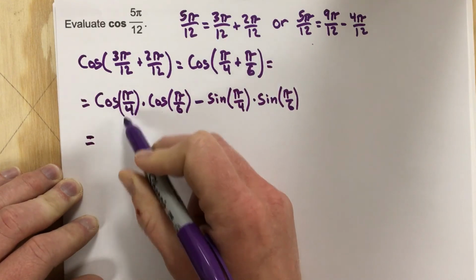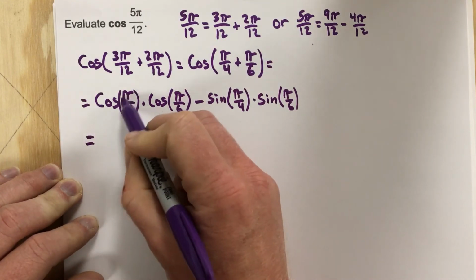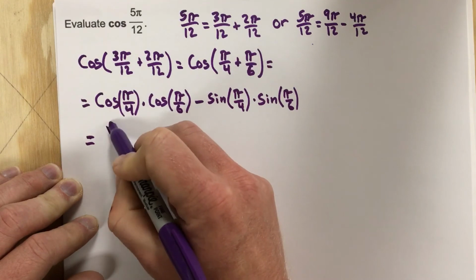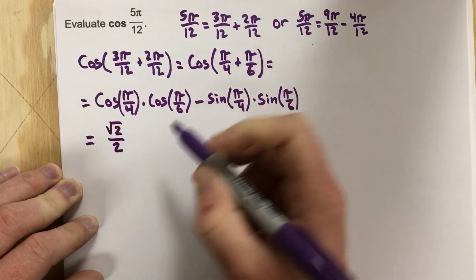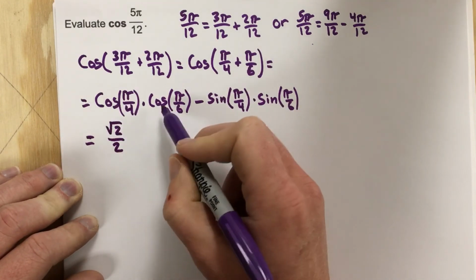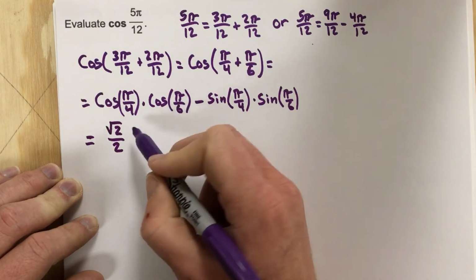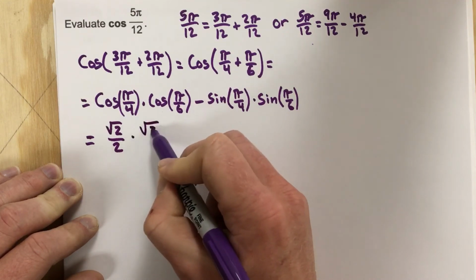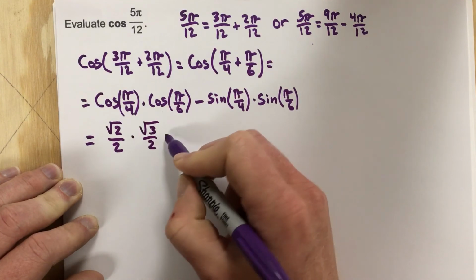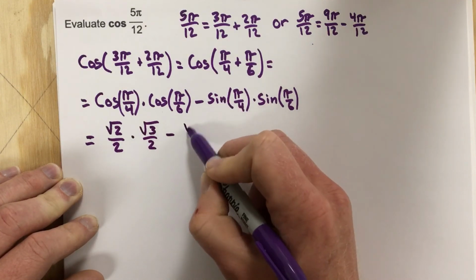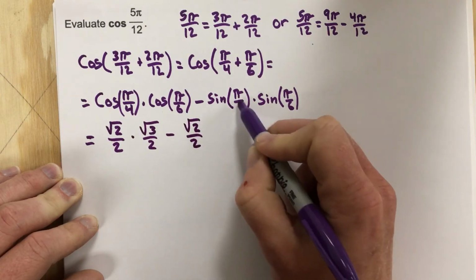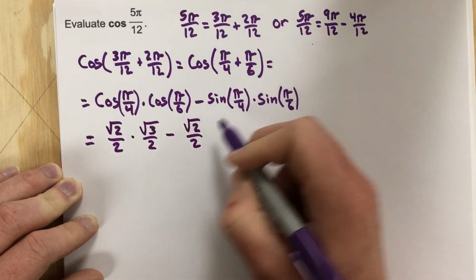So cosine pi over 4, well, we know that anything that's pi over 4 is going to be root 2 over 2, unless you're in a different quadrant, but that's quadrant 1. Cosine of pi over 6, we know that to be root 3 over 2. Minus sine of pi over 4, again, that's root 2 over 2, like I said earlier with pi over 4. And then sine pi over 6, that's just a half.